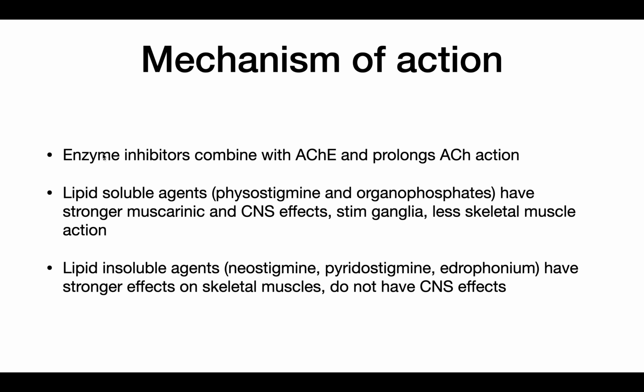Okay, so what happens? Enzyme inhibitor will combine with acetylcholinesterase and prolongs that acetylcholine action. So the lipid-soluble agents, which are physostigmine and organophosphates, they have a strong muscarinic effect, and it affects the CNS, it stimulates the ganglia, and there's not going to be a lot of skeletal muscle action because it's going to be stimulating the smooth muscle. The lipid-insoluble agents, so neostigmine, pyridostigmine, edrophonium, have stronger effects on the skeletal muscle. So these do not have this cerebral or central nervous system effects.